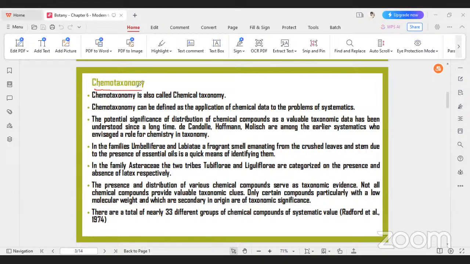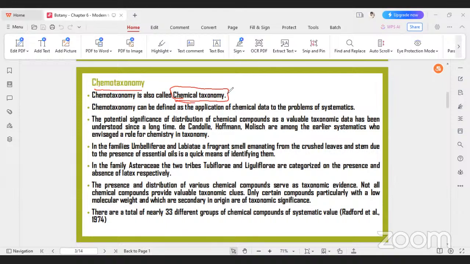So chemotaxonomy, it is also called chemical taxonomy. That is, classifying the plants based on the chemicals. So what are the chemicals in plants? Chemotaxonomy can be defined as the application of chemical data to the problems of systematics.